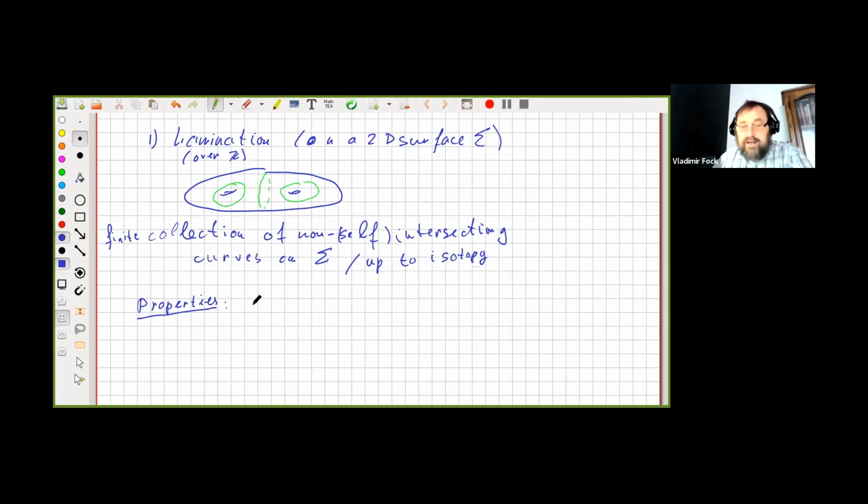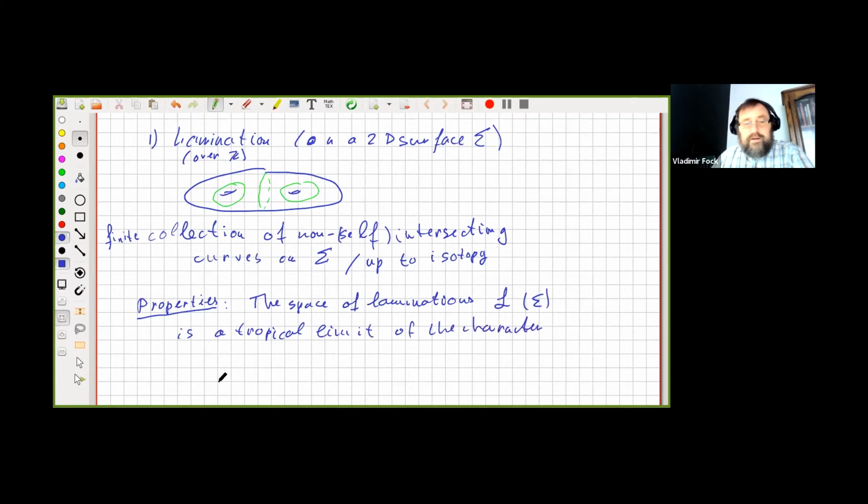First of all, the space of laminations, L of sigma, is a tropical limit of the character variety, which is just the space of representations of pi1 of the surface into SO2.